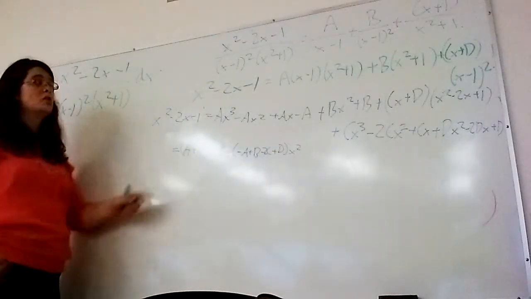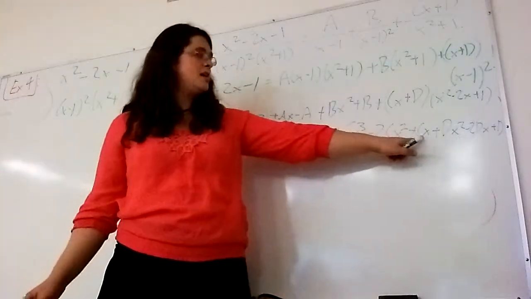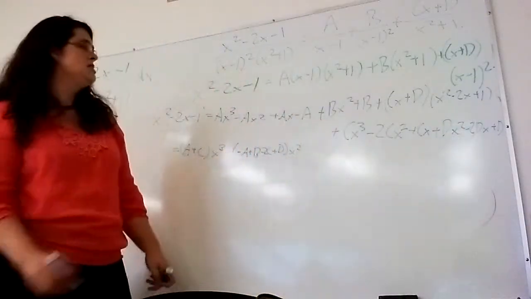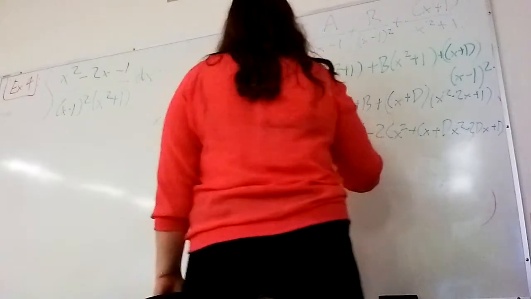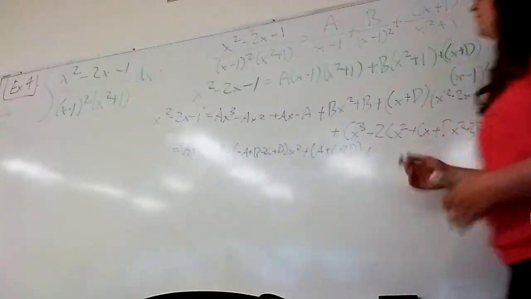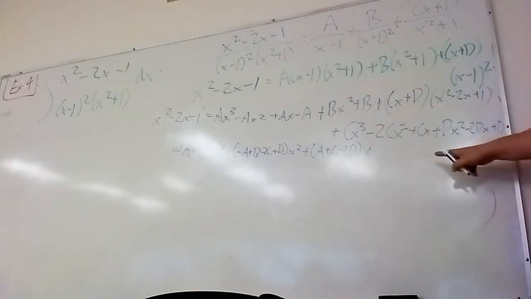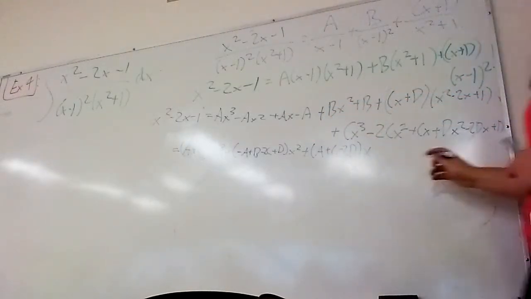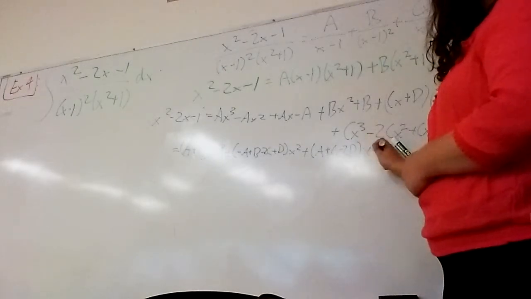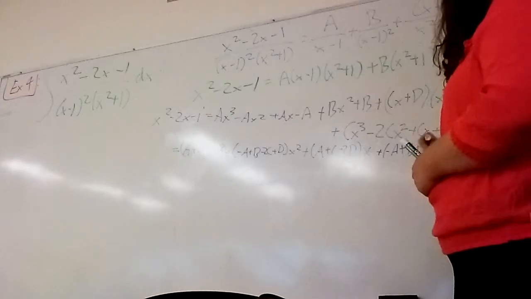If you look at the x terms, you've got a positive ax, a positive cx, and a minus 2dx. And if you look at the constant terms, we have a negative a, a positive b, and a positive d. So negative a plus b plus d.